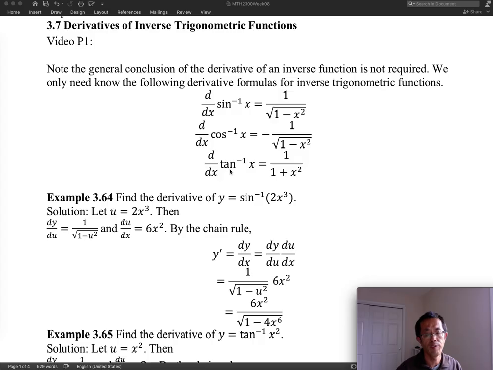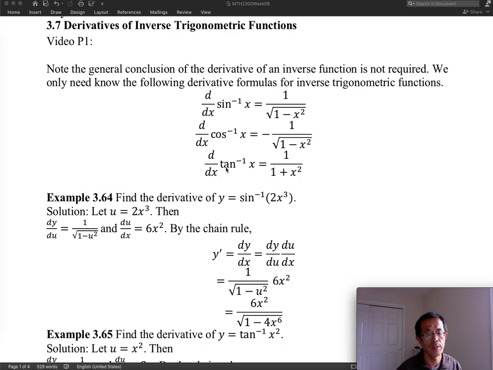And then the third formula is a little different. Derivative of tangent inverse or arc tangent is 1 over 1 plus x squared. Truthfully, in calculus 1, we may not use the derivative of arctangent or tangent inverse a lot.